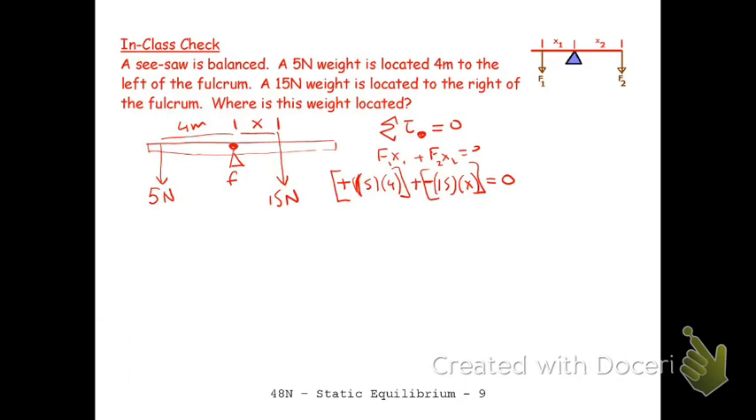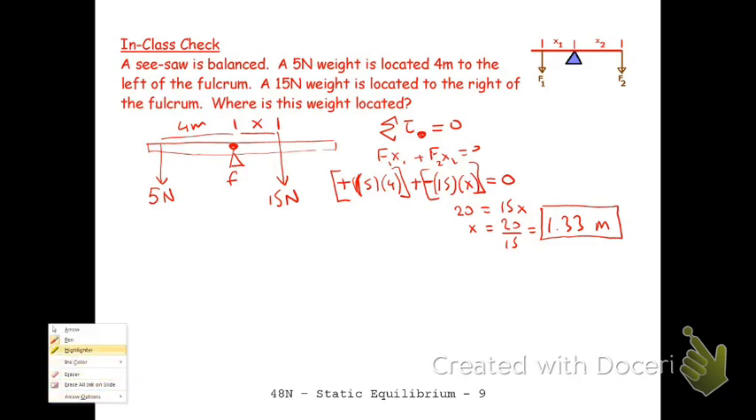So then I say, okay, that means that 20 is equal to 15x. So x is equal to 20 over 15, which equals 1.33 meters. And we're happy. We got our answer, and it seems pretty straightforward. Now, there's actually a bit of a cheat taking place here that's not so obvious.